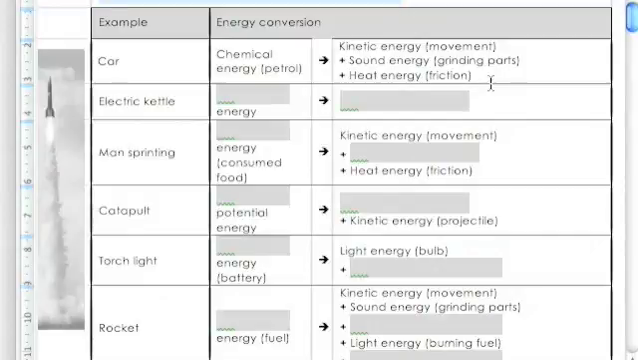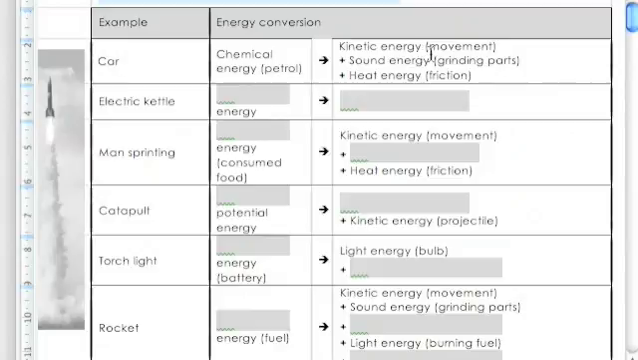The useful energy is kinetic energy. Why? Because a car was designed to move people from one place to another. So you need kinetic energy. If not, the people in the car cannot get to their destination.